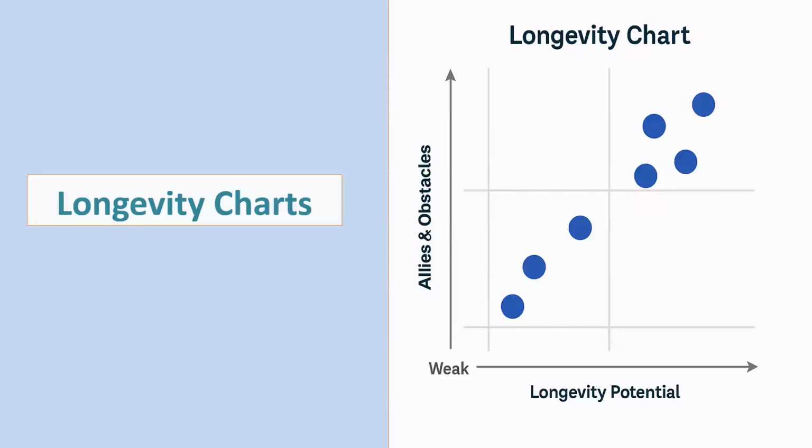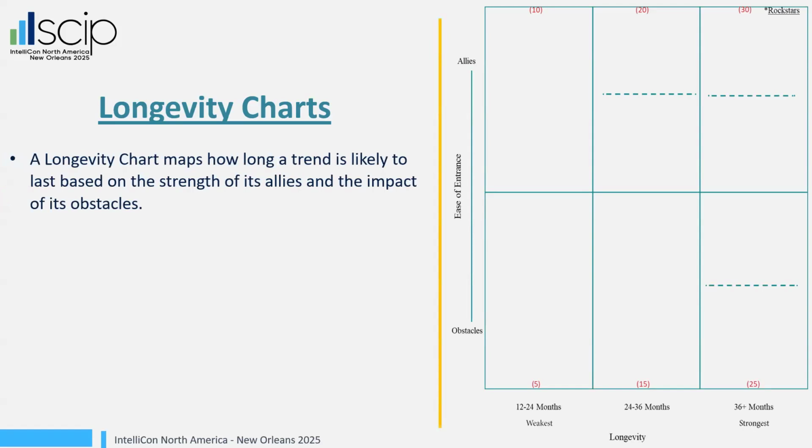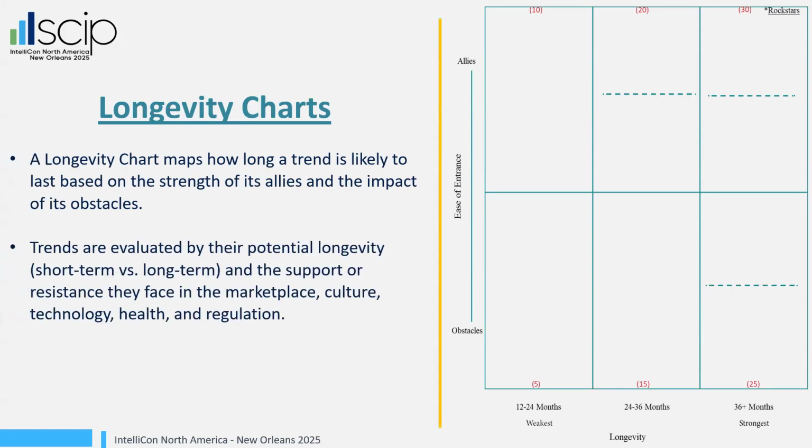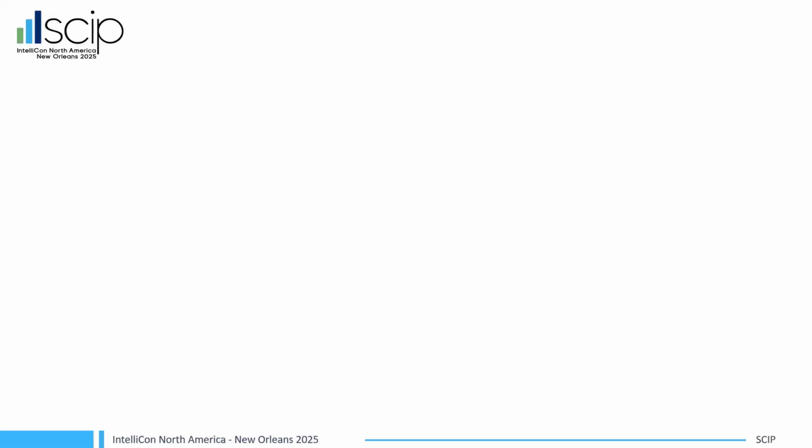So first we're going to look at longevity charts. Physically, they lay out like this, very simple. What it does is it maps out how long a trend is likely to last based on allies versus obstacles, looking over 1 to 3 years time. 3 years is for us fairly easy and reliable to predict out on. So it's to support or show resistance in the marketplace, looking at technology, health, regulations, culture. So not just what products are out there now or what the trends say. It helps businesses identify which trends are worth investing in and which may be likely to fade.